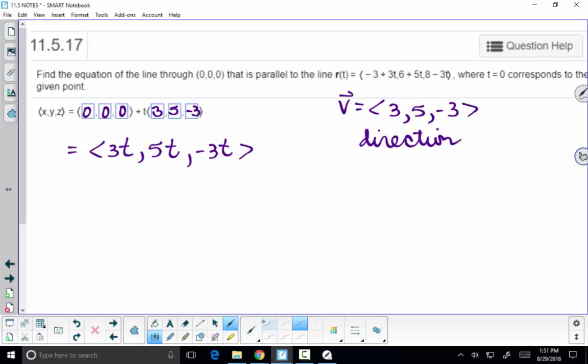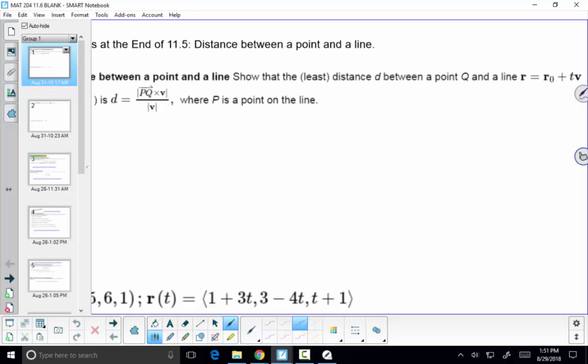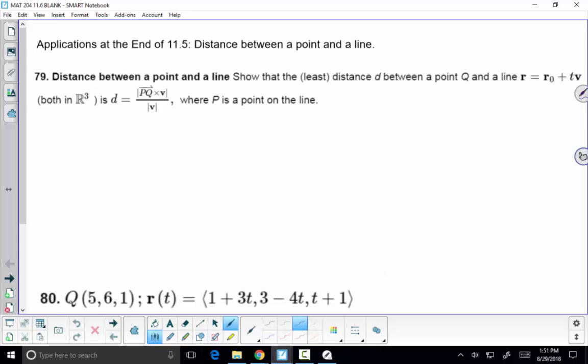I just have to go to the next slide. Okay, we're done with that unless someone else has a question. Is it time? Not yet. Okay, do you guys want to do a problem like that? Let me give you one to do before we start 11.6.